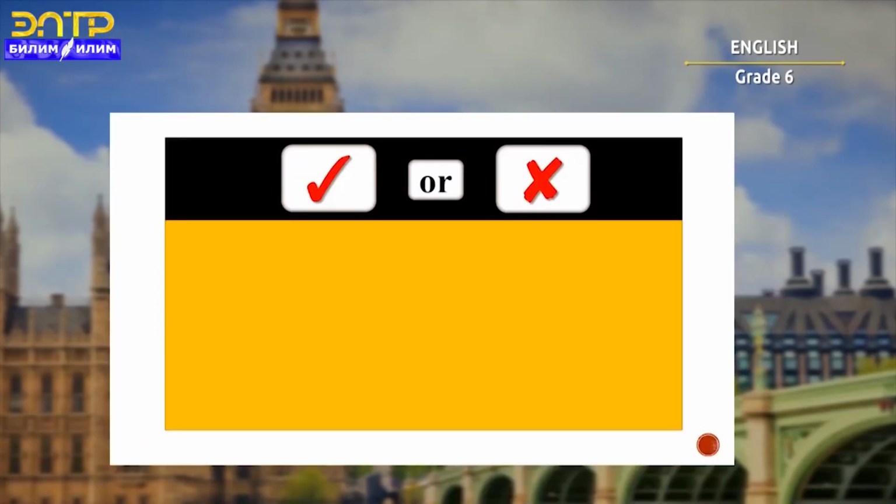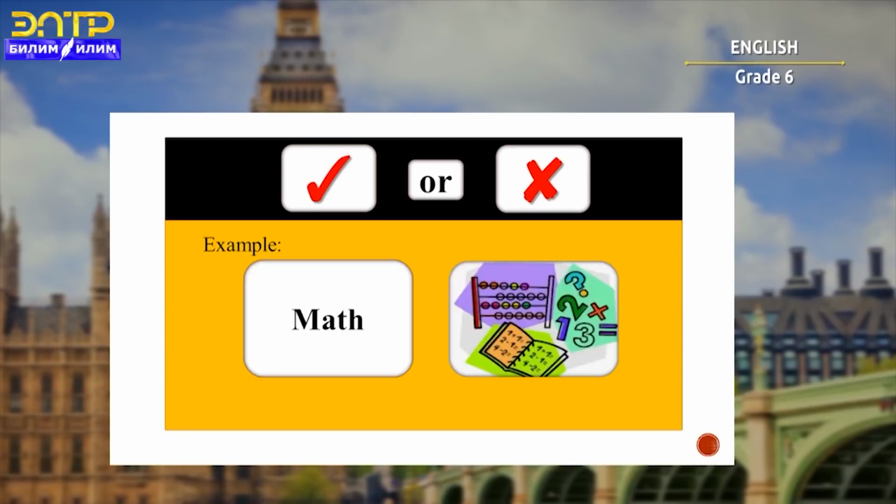For this exercise, we will need two cards, a tick and a cross. Let's start. I'm going to show you some pictures and words. Your task is to say if it is correct or incorrect. For example, the word is mess, and look at the picture. Is it correct? Yes. So we put a tick.